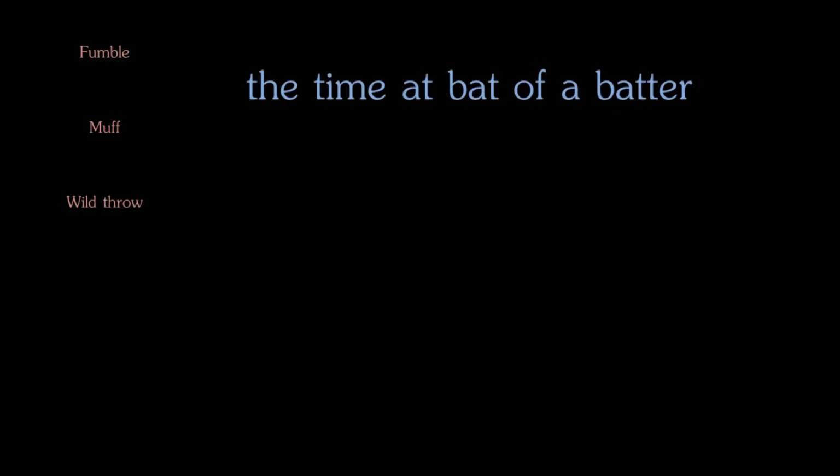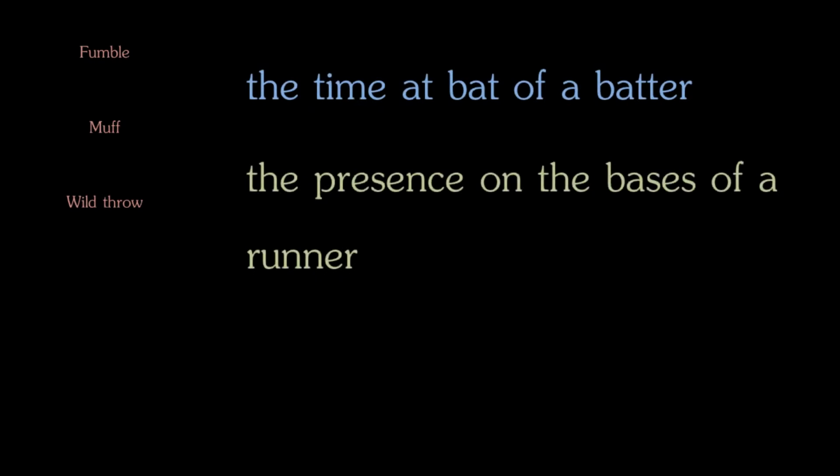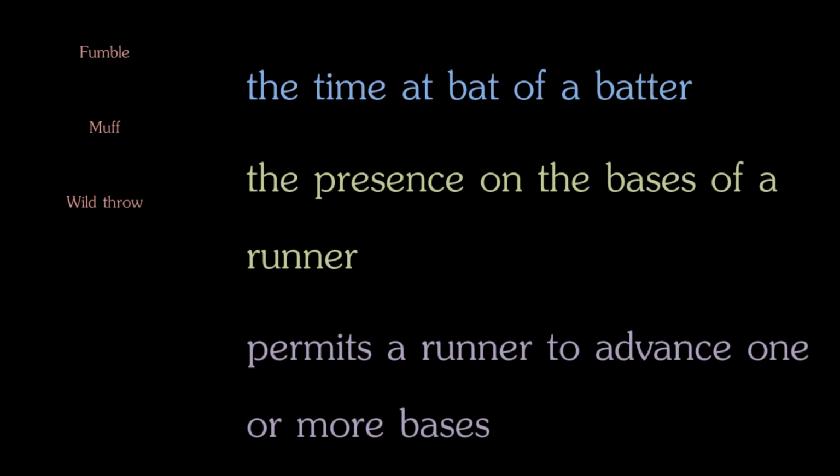Doing any of those three things must then lead to one of the following three things. First, either prolong the time at bat of a batter, prolong the presence on the bases of a runner, or permit a runner to advance one or more bases.